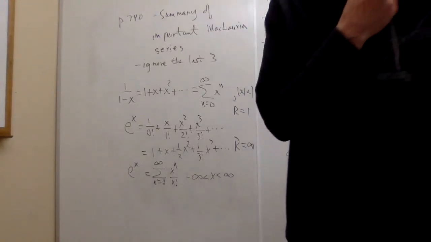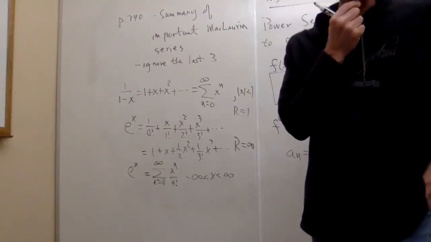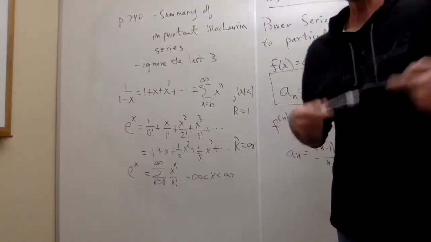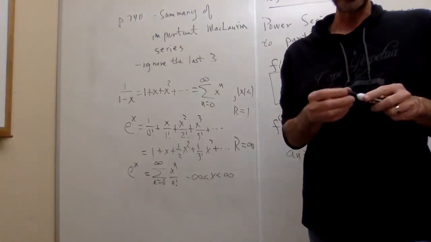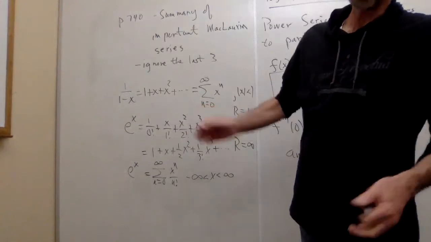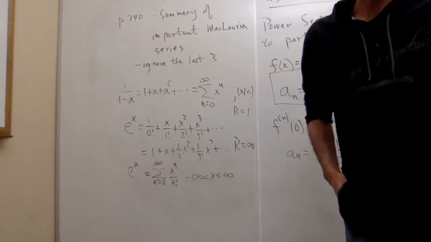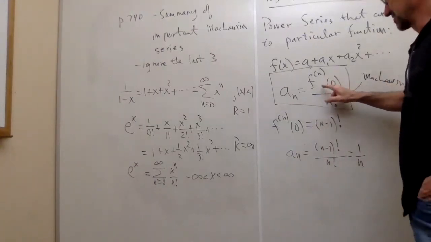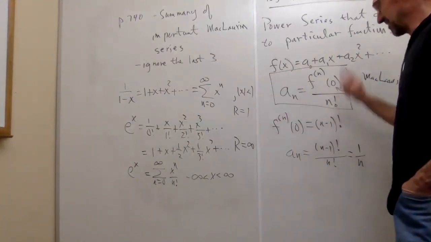The next most important ones are the ones for sine and cosine, both listed on page 740, because every other derivative of sine or cosine evaluated at 0 is 0, so half the terms drop out. For example, cosine has no odd powered terms. You get 0 for the coefficient on those, every other derivative. So 0 divided by n factorial is 0.